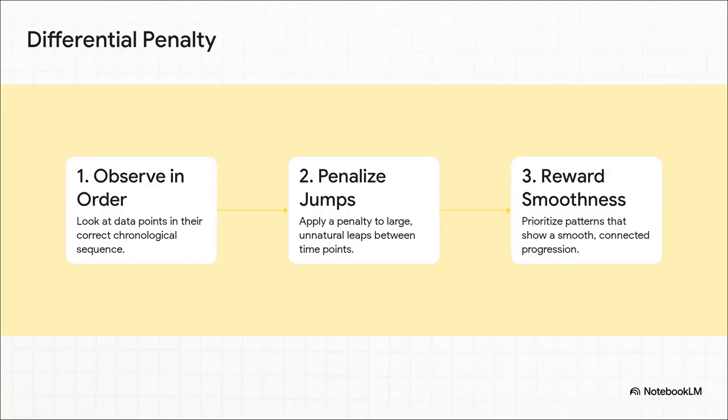They call it a differential penalty, which sounds kind of complicated, but the idea behind it is actually pretty simple. First, you look at the data in its proper time sequence. Then, the algorithm applies a penalty, like a little fine, anytime it sees a huge, jarring leap from one point in time to the next. And finally, it rewards and highlights the patterns that show a smooth, logical progression over time. It's designed to find the connected path, not just a random cloud of dots.